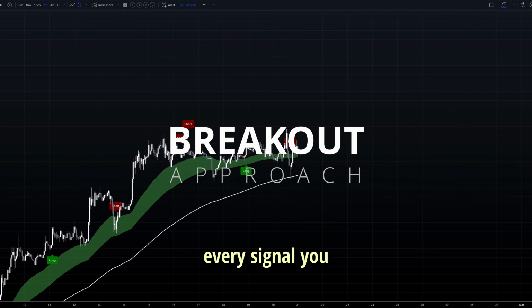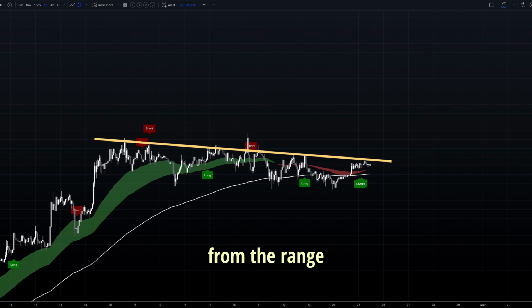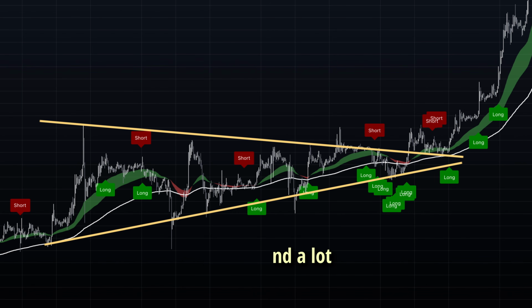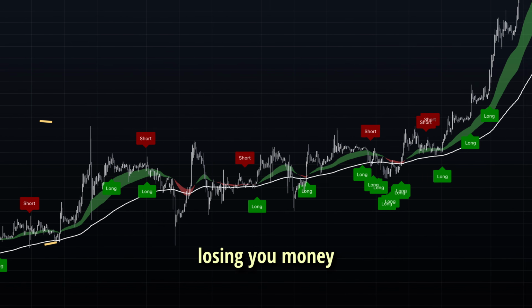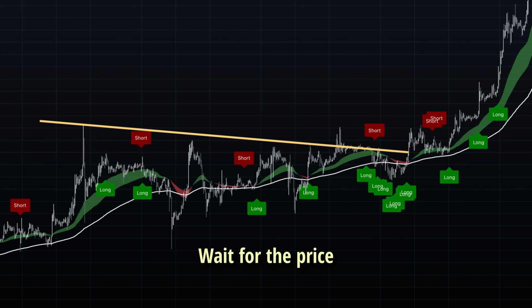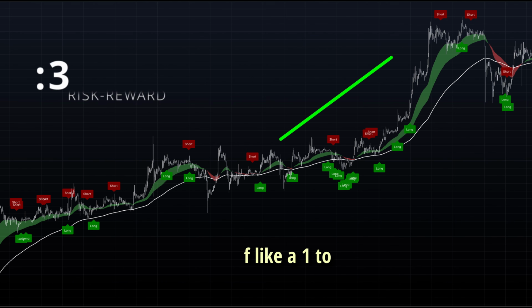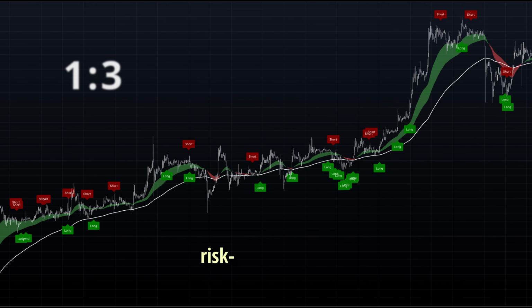Instead of taking every signal, you can look for bigger breakouts from the range. Picture this. The price is bouncing around in a range, and a lot of those signals would have ended up losing you money. So instead, you wait it out. Wait for the price to break through that trend line, then enter on a pullback after you see a buy signal. When you do this, you can safely shoot for a bigger payoff, like a 1 to 2 or even 1 to 3 risk-reward ratio.